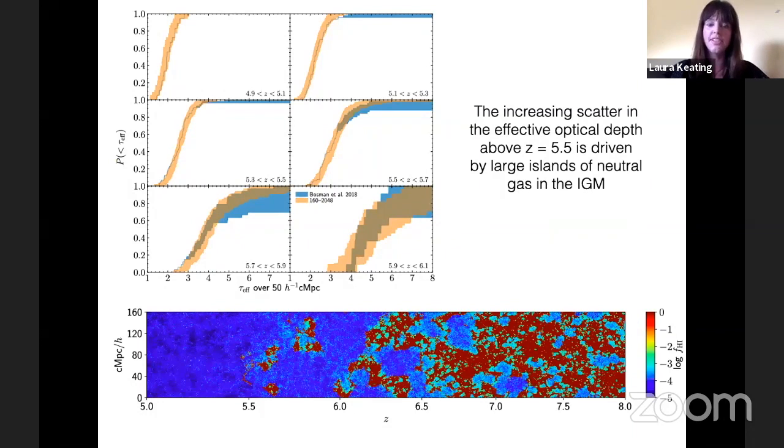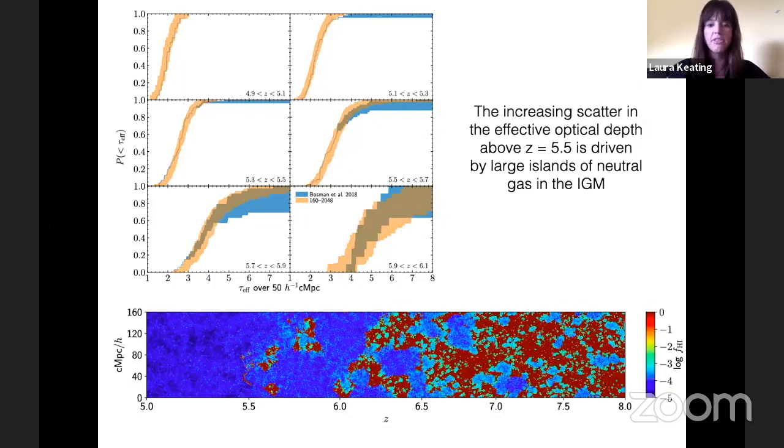In blue there are the observations that I showed earlier from Sarah Bosman, and in orange is the distribution of sight lines we get from our simulations. You can see we get this increase in the scatter among different sight lines as we move towards higher redshift. This is due to this late-ending reionization, where you have these islands of neutral gas in the intergalactic medium. If you hit one of these, you're going to have a dark patch, whereas if you don't intersect one of these, you're going to get a more transmissive sight line that shows a lot of flux. The redshift where we start to see these sight lines pop up is exactly the same redshift where these neutral islands of hydrogen are persisting down to.